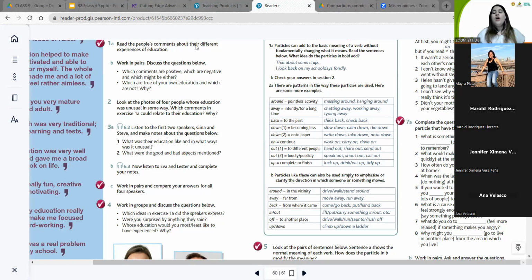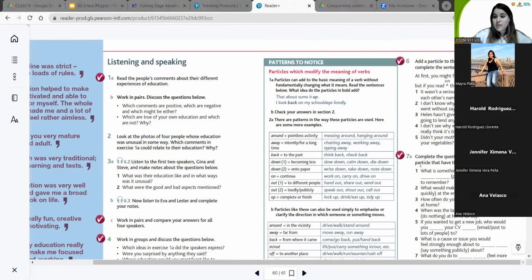Okay, very good. So people, we are going to do one exercise, well, actually two exercises. Exercise number 6 and number 7-8. In exercise number 6, you need to add a particle to the appropriate verb to complete the sentences. So we have an example. Let me make it bigger.